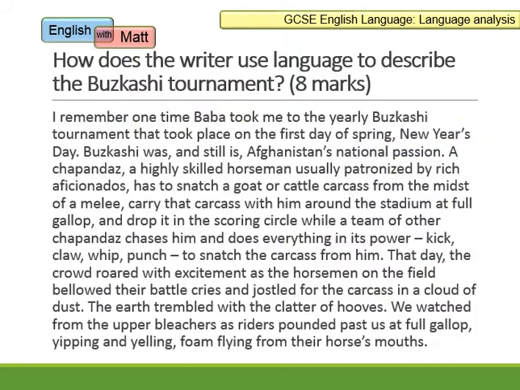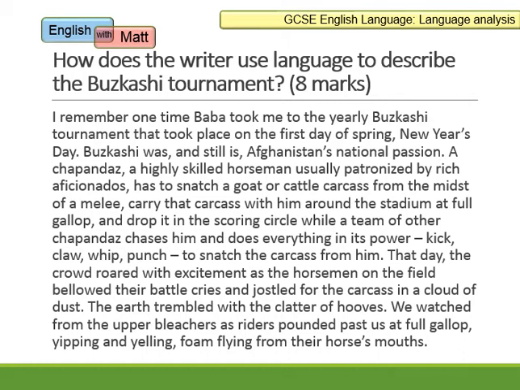The question, then: how does the writer use language to describe the Buzkashi tournament? 8 marks, Paper 1, Question 2. As you will know, you will get a section of the extract to look at specifically for language. This is quite a long section actually, but again, it's possible. And the examiner is saying within this extract, there are all the answers that you need. The examiner doesn't actually specify how many words or quotes you use.